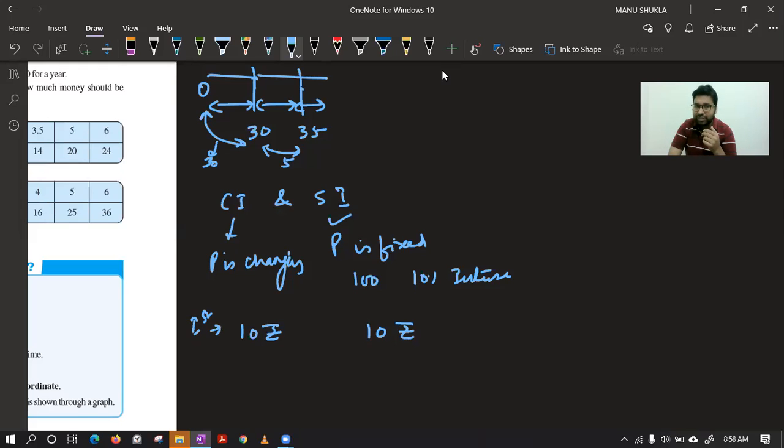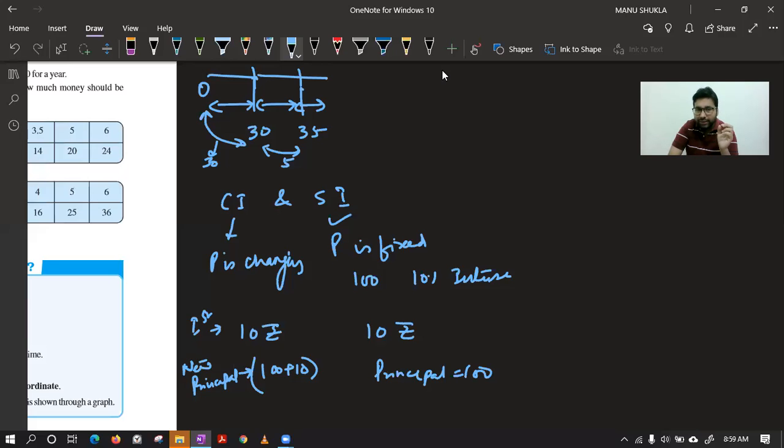Now the principal changes in the case of CI. The new principal for CI will become 100 plus this interest 10. But in SI, principal remains 100 only. Rishita, try to understand. In compound interest, every year the principal gets updated because the interest that you have got will be added to the principal.